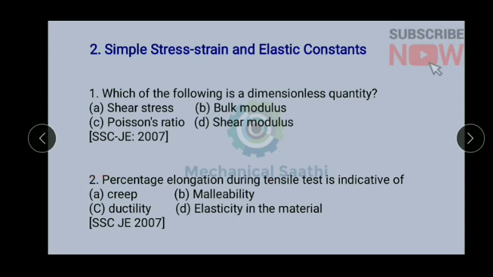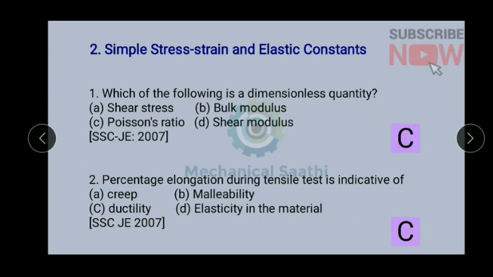Then question number 2: percentage elongation during a tensile test is indicative of what? Elongation is related to our ductility. A material with good ductility will have a good length of elongation, we can say. So ductility is the property that elongation shows. So here option C will be the correct answer. For question number 1, C is the correct answer, and for question number 2 also C is the correct answer.